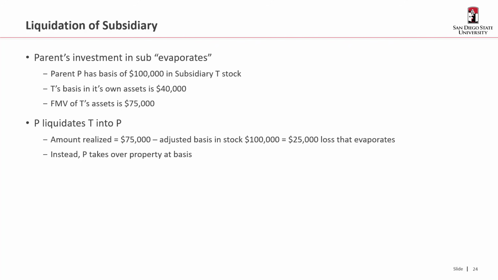Now P liquidates T into P. So under 332, the amount realized, $75,000 minus the adjusted basis in the stock, is $25,000. But remember, no gain or loss is recognized. Instead, P takes over the property at its basis. So what happens to that additional basis it had of its investment in T? It's gone. It simply evaporates. This is a bad answer to the extent that a parent has a basis that exceeds, so think of that as outside basis. Their basis in the sub exceeds the sub's basis in its own assets.